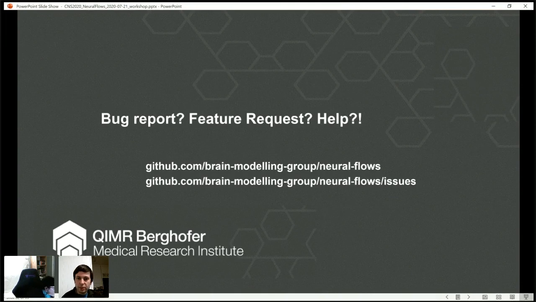Could the toolbox, Katarina asks, be used to find parcels, like groups of voxels or dipole locations that flow together? I guess you could. I hadn't thought about that, so that's a very nice question. But you can actually find which vectors are going in exactly the same direction. You have that information, so potentially yes.